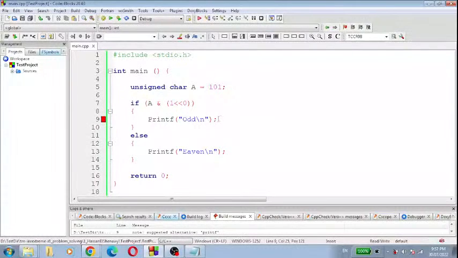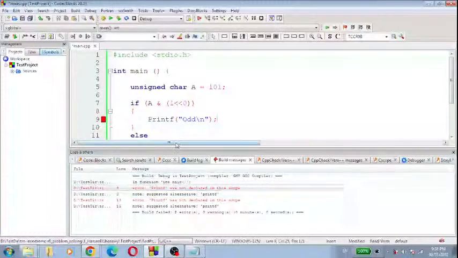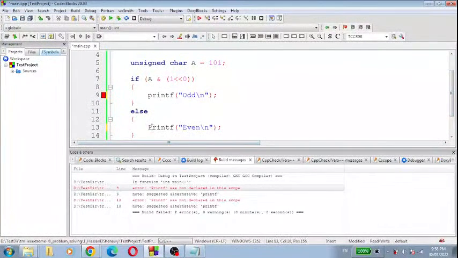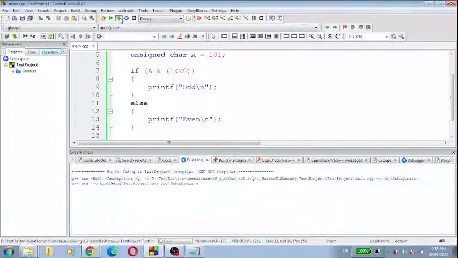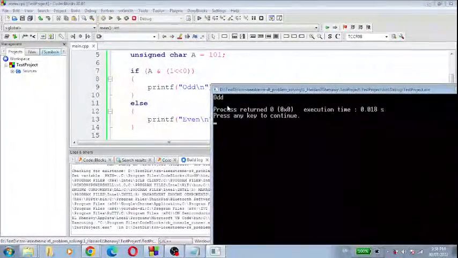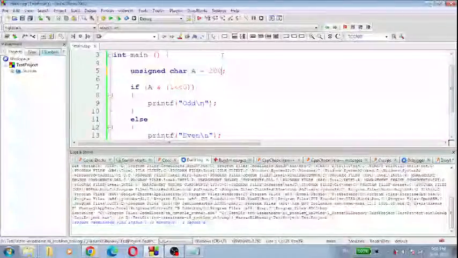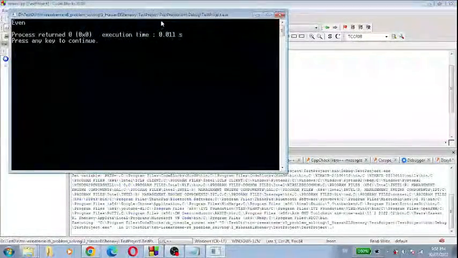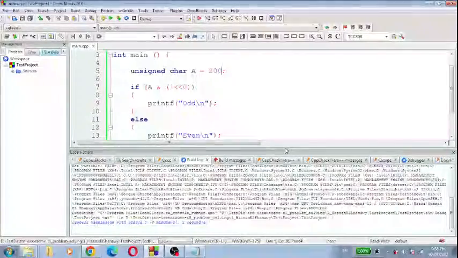Yes, I think there is an error here. I don't know what it is. What is it? printf is not declared. Yes, I have written printf with an uppercase letter. Okay, let's run this. So we have it as odd. Let's change this to 200 or something. Okay, we have it as even. Okay, you see.